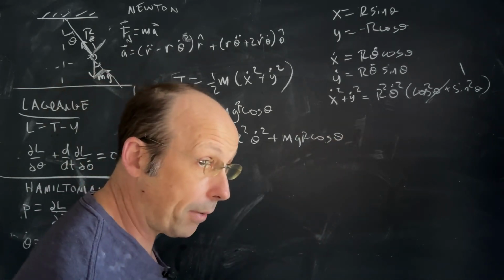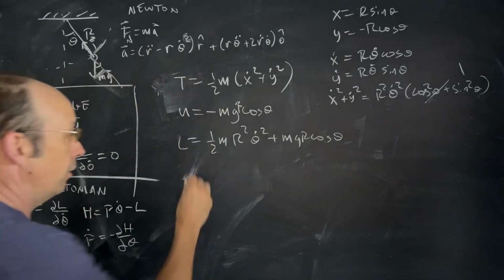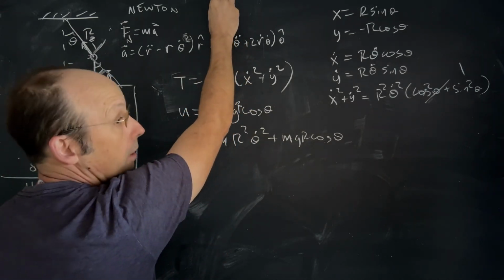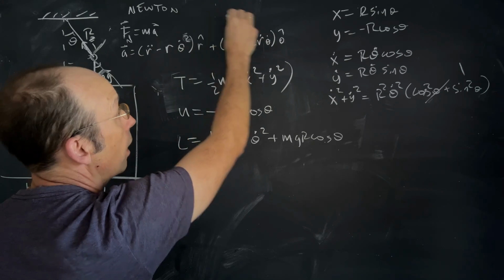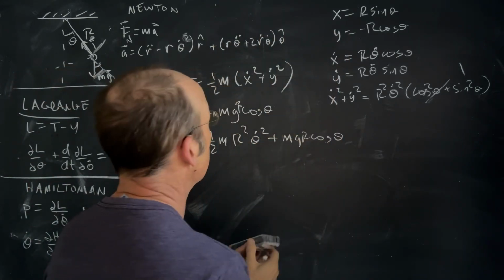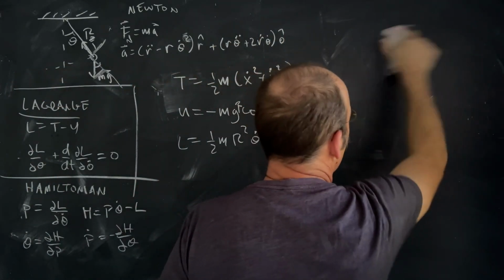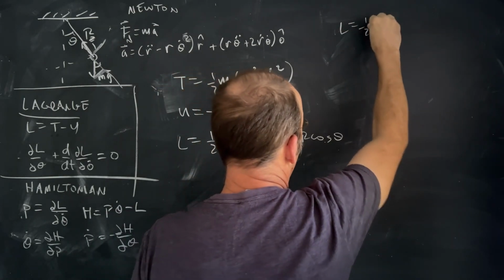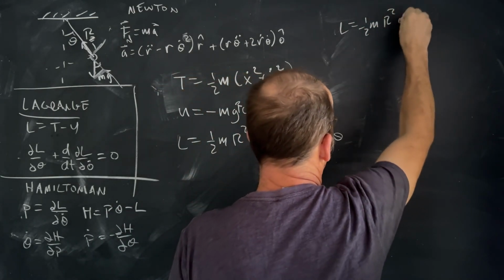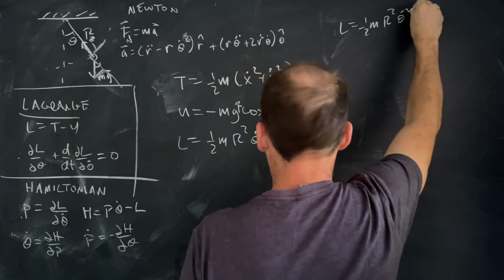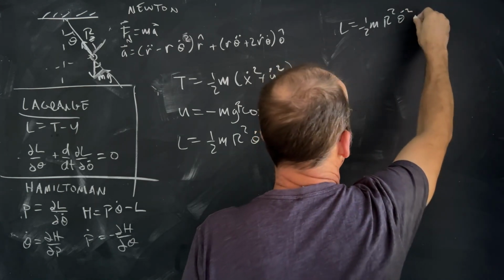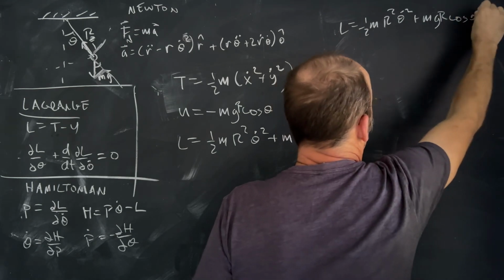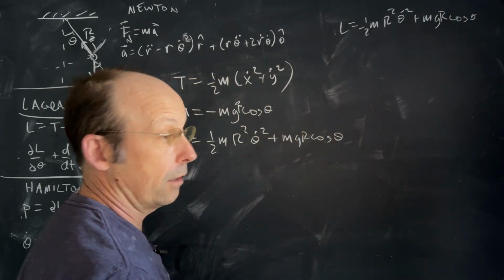Now I can apply my Euler-Lagrange equation right there. I'm going to need this for the next step too, so let me put it over here. I don't want to lose it, even though it's not hard to get. L equals 1/2 m r squared theta dot squared plus mg r cosine theta. Okay, that's fine.